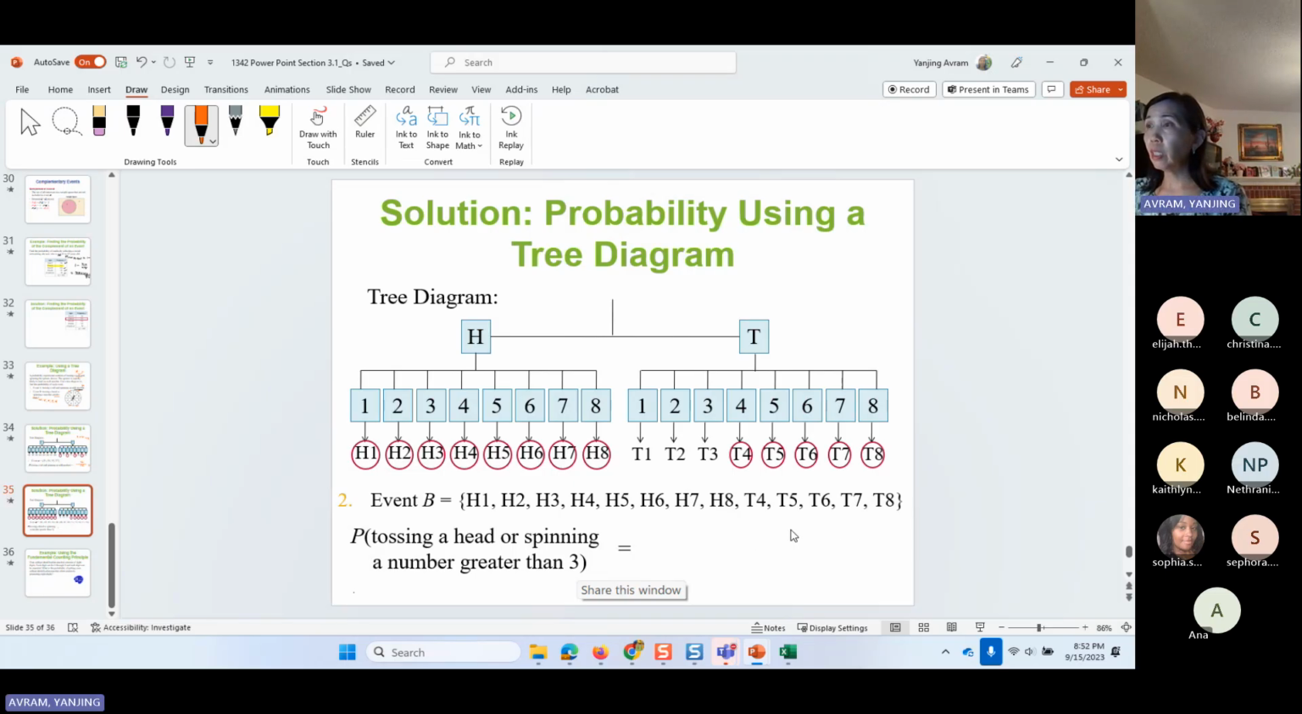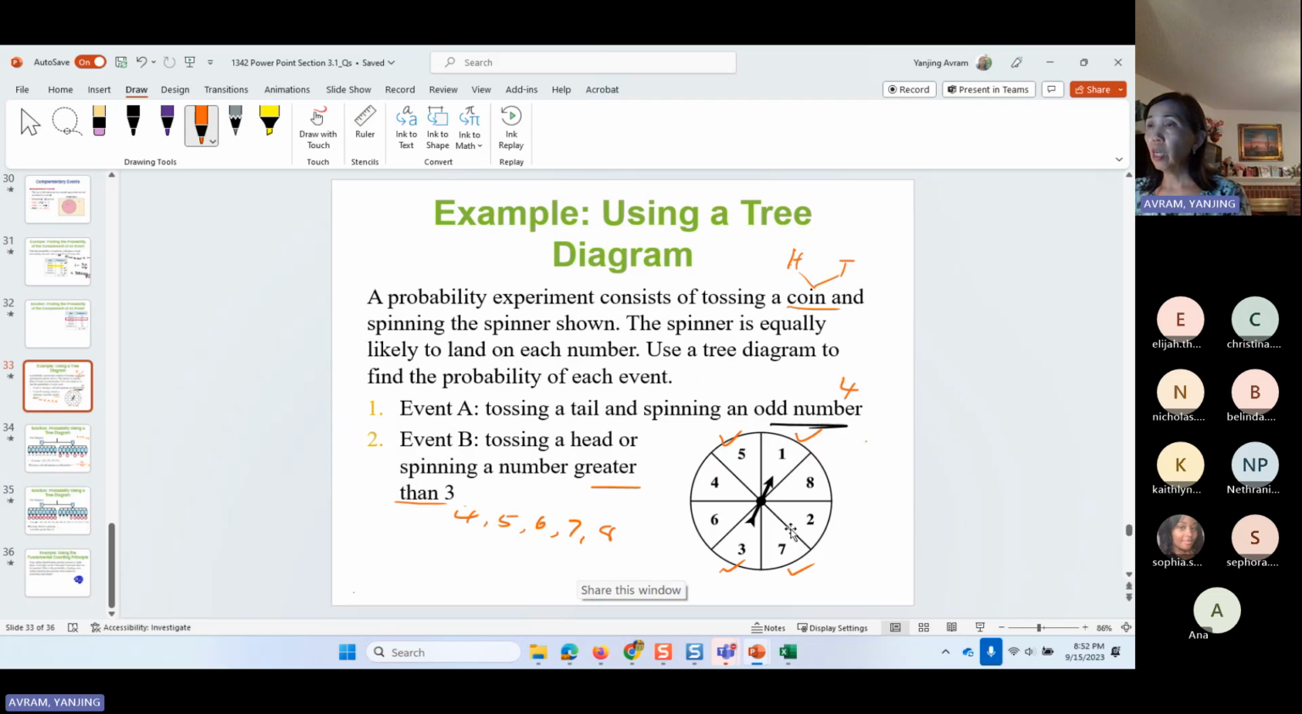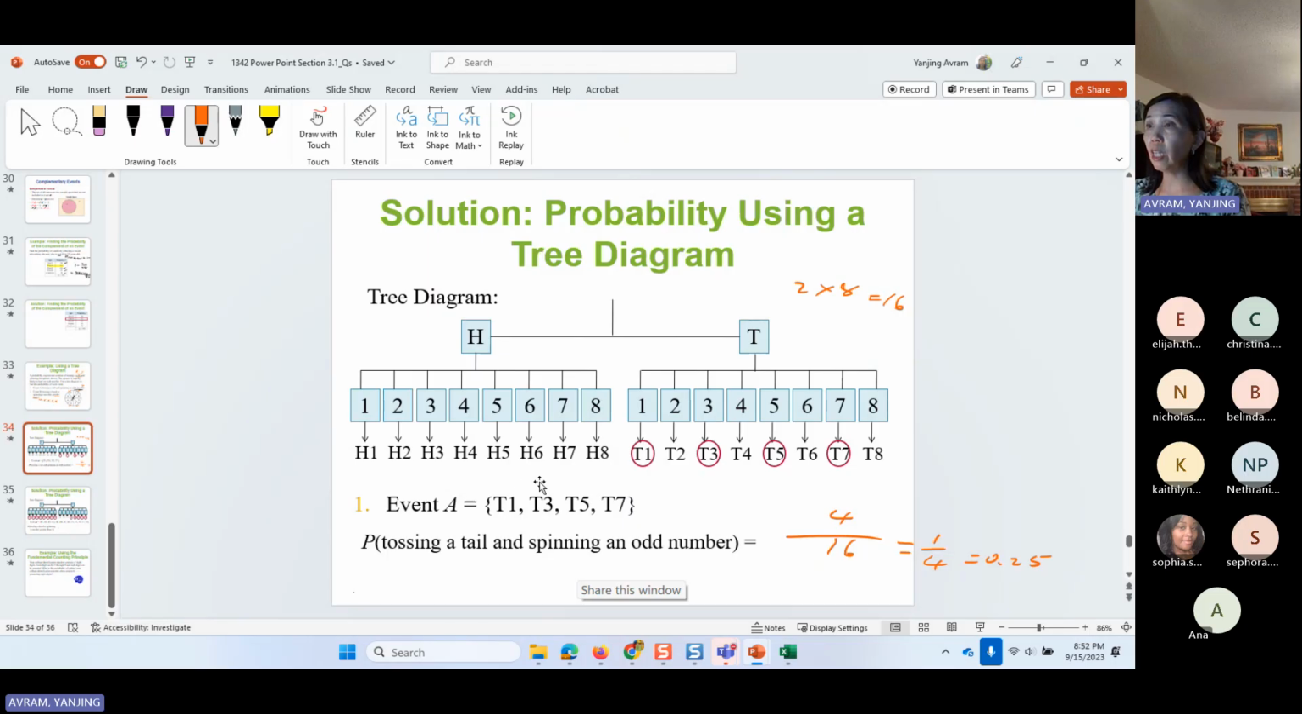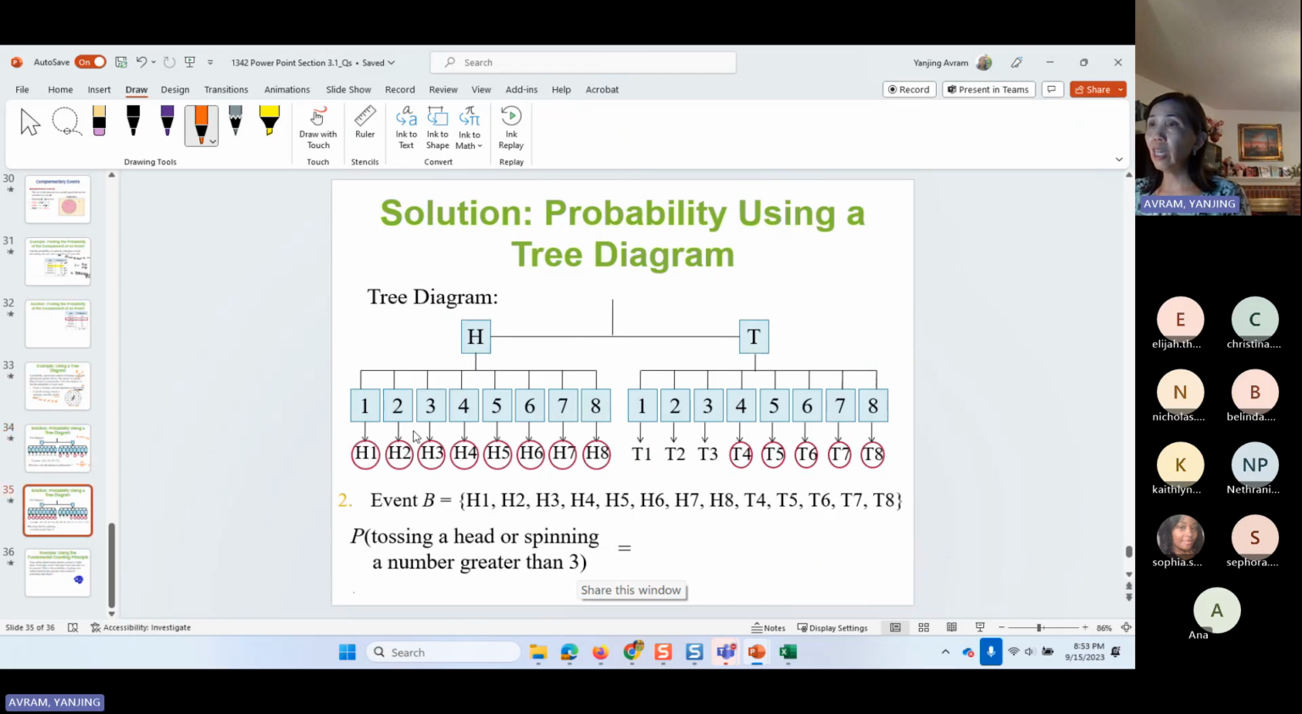All right, the second one is tossing a head or spinning a number greater than 3. Everything with a head already counts, so you have 8 different outcomes, or a number greater than 3, so we have 4, 5, 6, 7, and 8. That adds 5, making 13 outcomes. This is "or," which means it can be either one, not both. So now we have 13 out of 16.